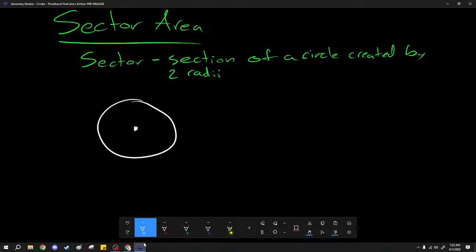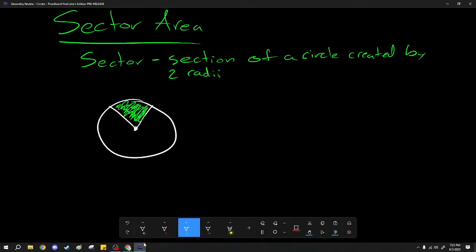So here we go. A section of a circle created by two radii. Connected there. Connected there. Okay, there. This section in here, I'm going to fill it in with green. This section in here is a sector. I like to call it a pizza slice or a pie slice. It is a little triangular piece of your circle.